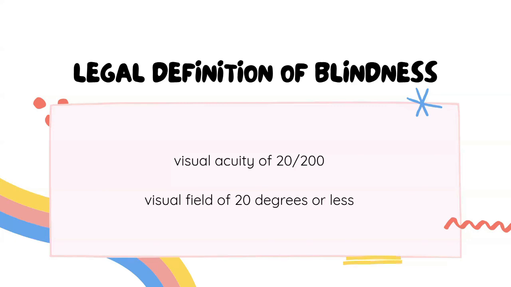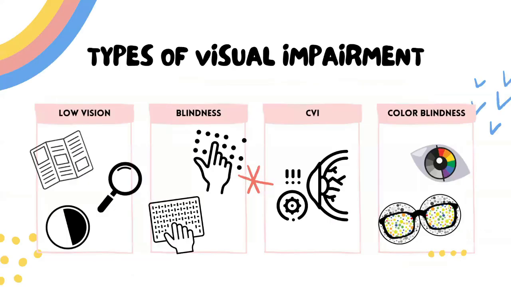Now, for the types of visual impairment, they manifest in different ways, and main types include low vision, blindness, CVI, and color blindness.